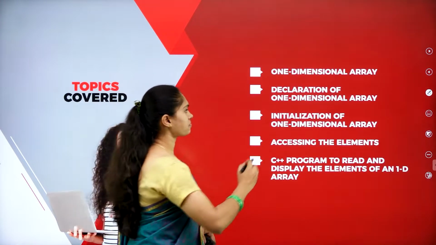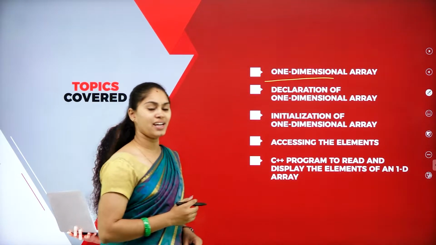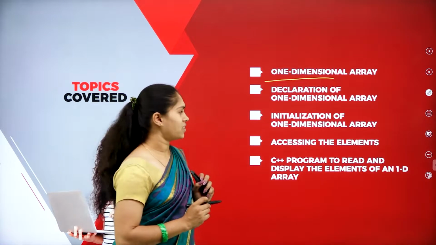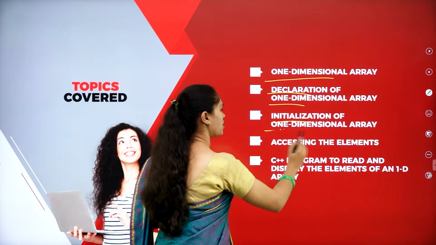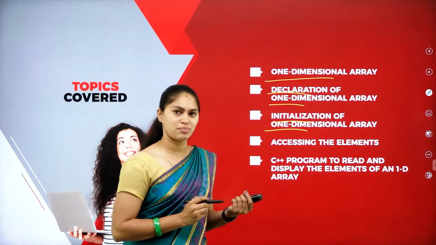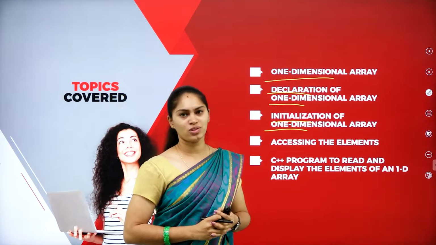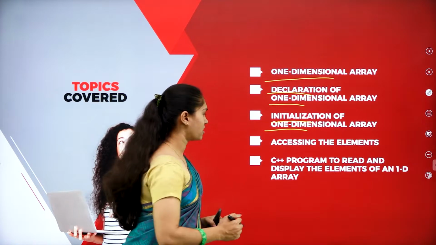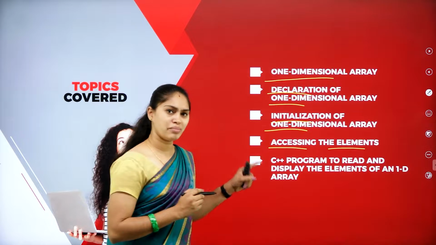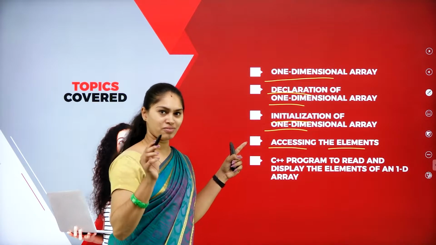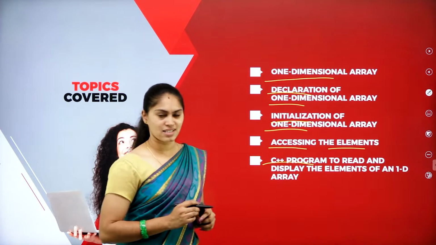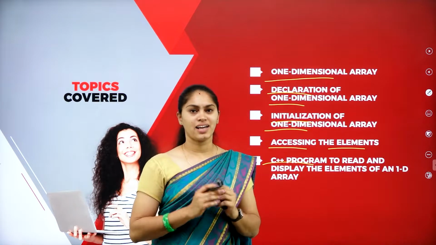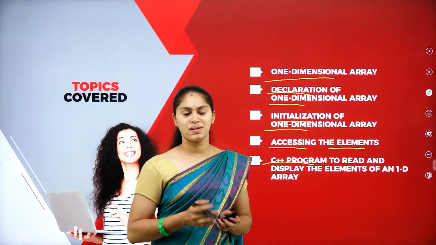That is, what you mean by a one-dimensional array and how we are going to declare it, then how the initialization of a one-dimensional array takes place. I have to give some initial value to the array when we are declaring it. That is what initialization is all about. Then how we are going to access the elements of a one-dimensional array. Along with the program, I am going to discuss reading and displaying the elements of an array by making use of a C++ program.